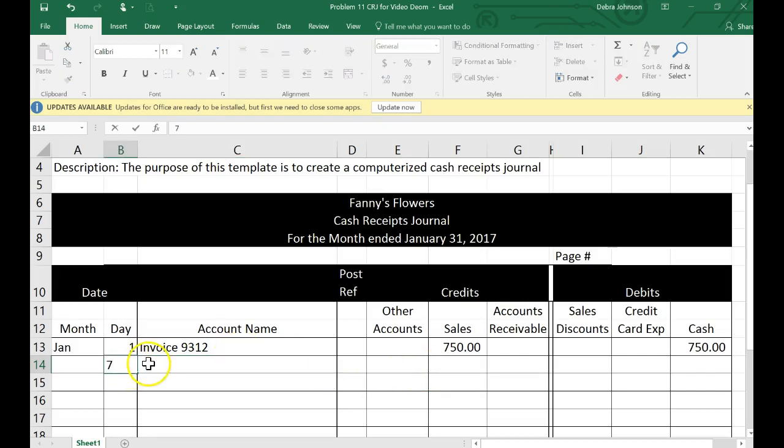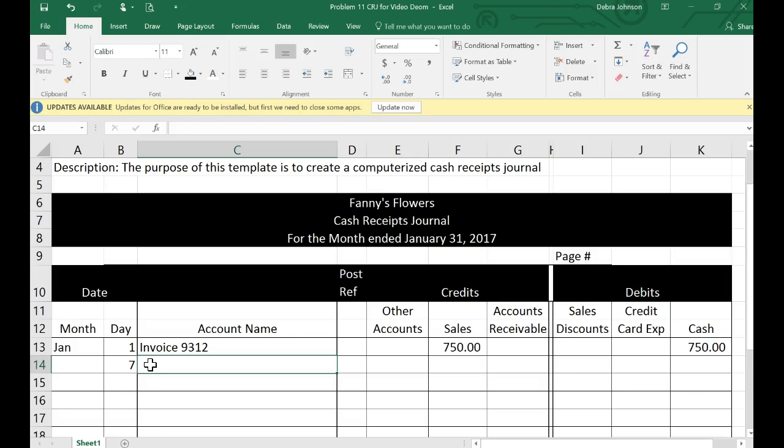On January 7th, it says that you received payment in full from Dandy's Daisies, and it gives you the invoice number. On the handout, you'll see that that was a sale left over from 12/30. Since the payment was made on January 7th, they are within the discount period, so they will be taking the discount. And again, the terms of all of the sales were 2/10 net 30, which means 2% discount if taken within 10 days. Otherwise, the whole thing's due in 30.